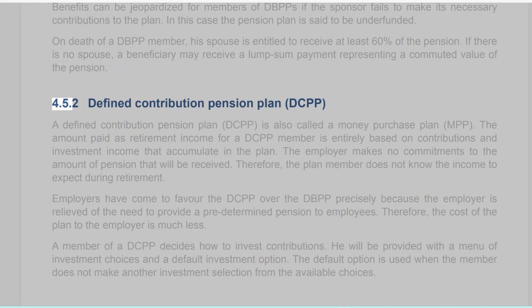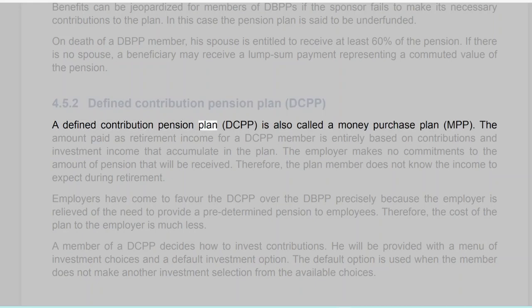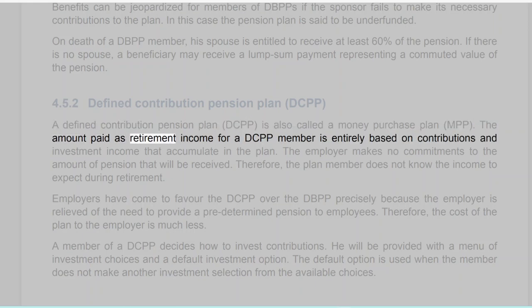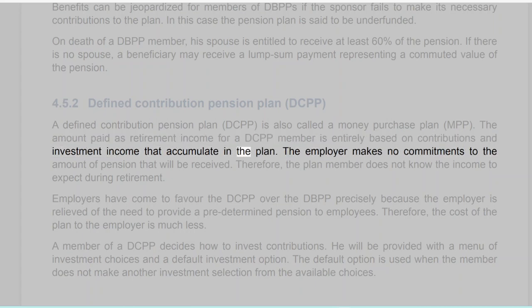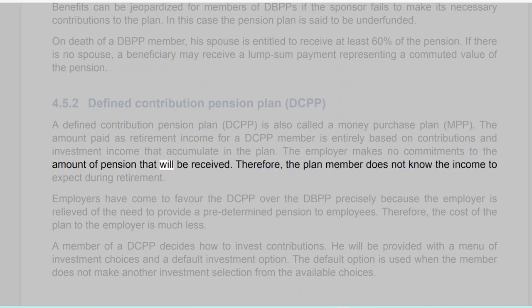5.2 Defined Contribution Pension Plan, DCPP. A Defined Contribution Pension Plan, DCPP, is also called a Money Purchase Plan, MPP. The amount paid as retirement income for a DCPP member is entirely based on contributions and investment income that accumulate in the plan. The employer makes no commitments to the amount of pension that will be received. Therefore, the plan member does not know the income to expect during retirement.